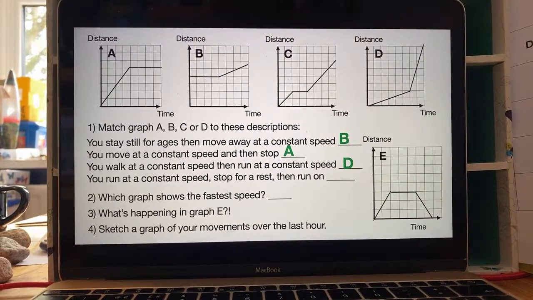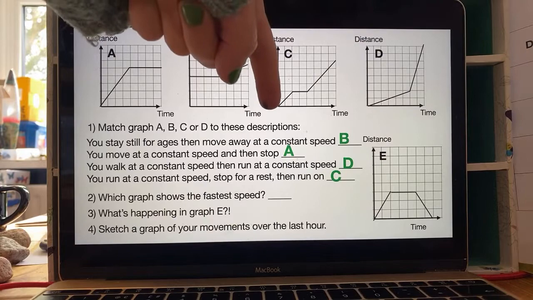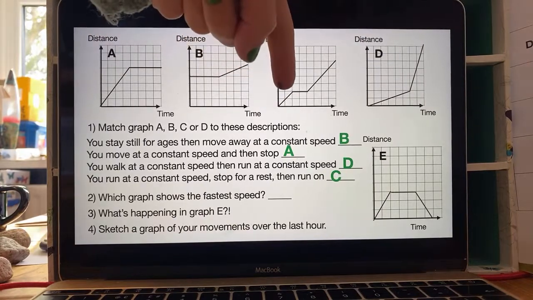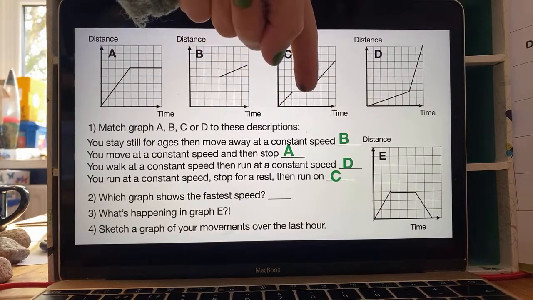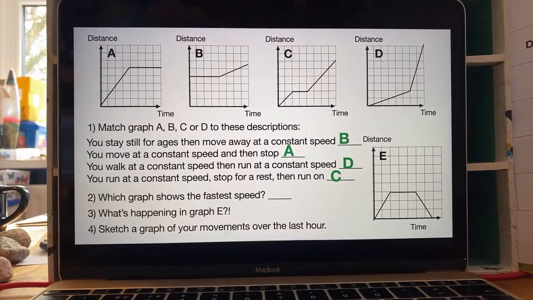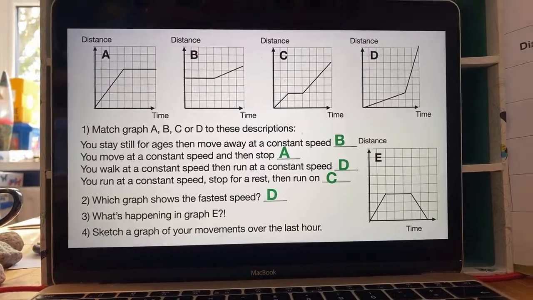And then if you run at a constant speed and then you stop for a rest and then you run on, that was C. You're moving, time goes by and you're moving, and then time goes by and you don't go any distance, and then you start moving again. Which graph shows the fastest speed? So that was D, all right?